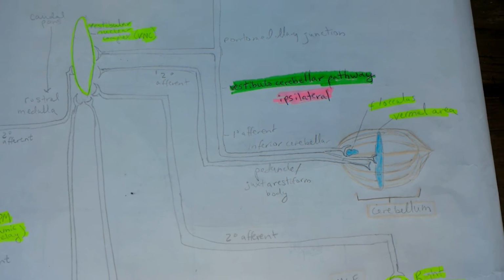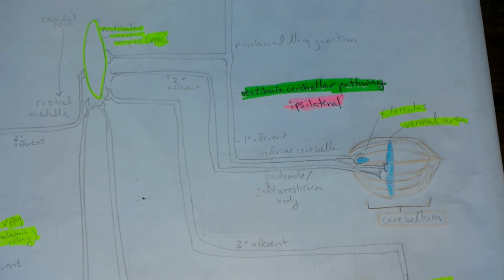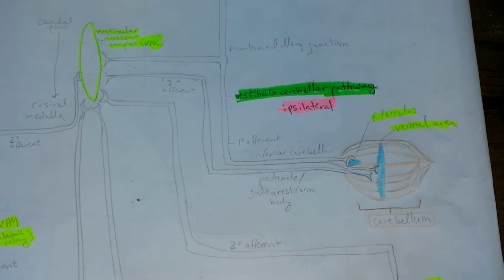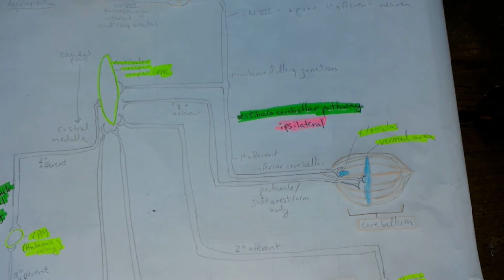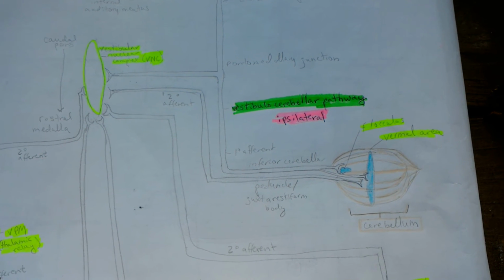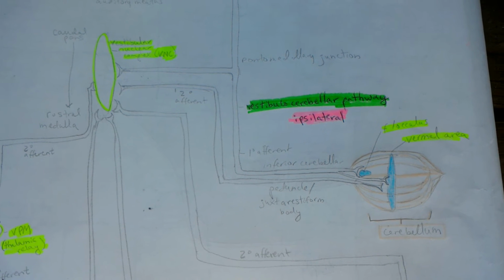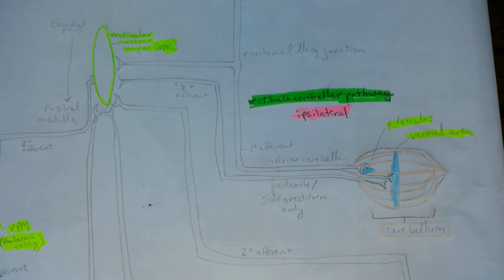Alright, and that's going to be on the ipsilateral side, like we talked about before. Input to the cerebellum is going to be ipsilateral. And that is the vestibulocerebellar pathway. Remember, it's the only one where that primary afferent is basically bypassing everything to synapse directly on the cerebellum.